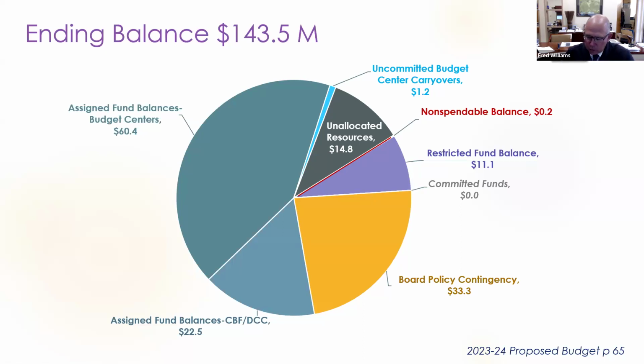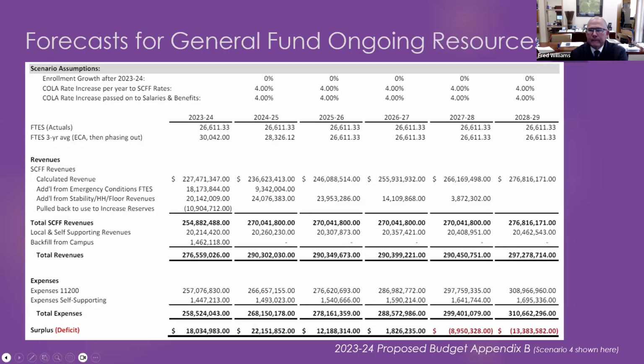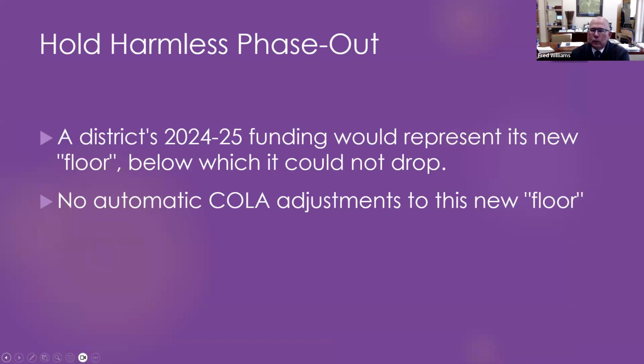So we're going to talk a little bit later about some of the other funds, but I wanted to go back to that hold harmless discussion. I mentioned the 24-25, this represents our new floor. The hold harmless doesn't go away, and I think that's something that's not been understood very well. When we talk about the hold harmless going away, it's still there, but it becomes our floor.